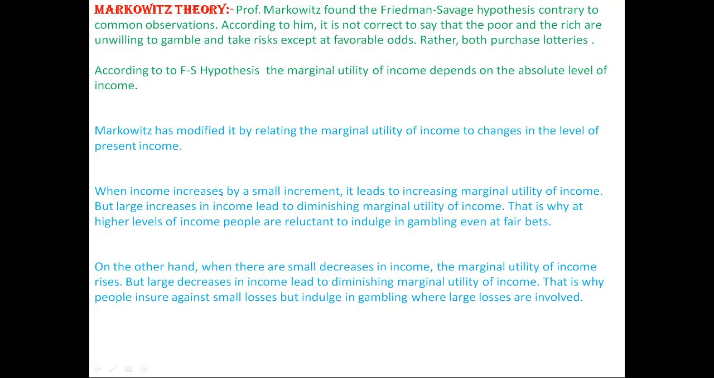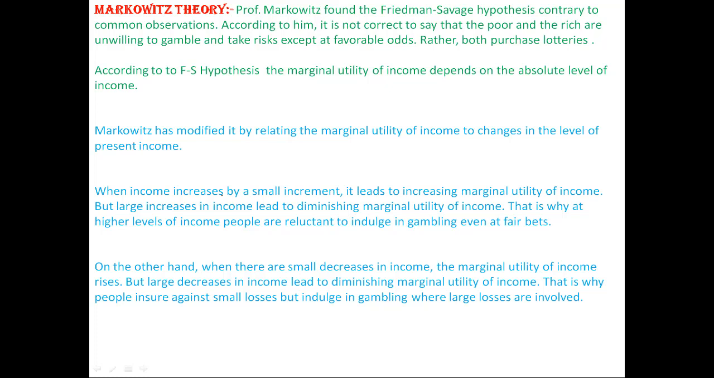When income increases by a small increment, it leads to an increase in marginal utility of income. Okay. So when there is a small increment in income, this is increasing marginal utility of income. By a large increase, this is the diminishing marginal utility. Okay, that we'll see in the next slide. This is why at a higher level of income, people are reluctant to involve or indulge in gambling even at fair rates.